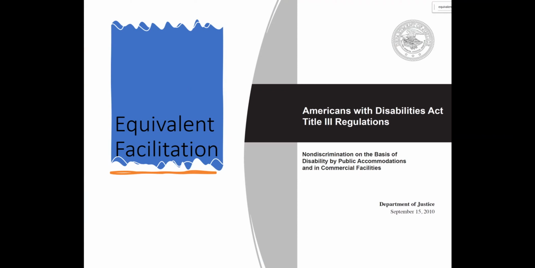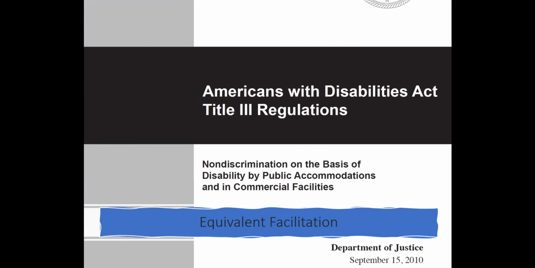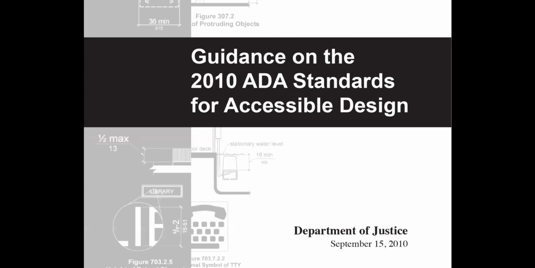This booklet, the Americans with Disabilities Act Title III Regulations, gives us an example. It states that a public accommodation may lower a portion of the counter, provide an auxiliary counter, or provide equivalent facilitation through such means as installing a folding shelf on the front of a counter at an accessible height to provide a work surface for a person using a wheelchair.